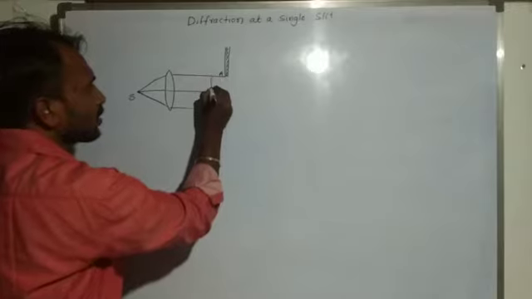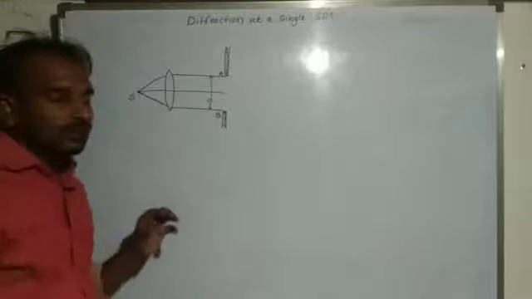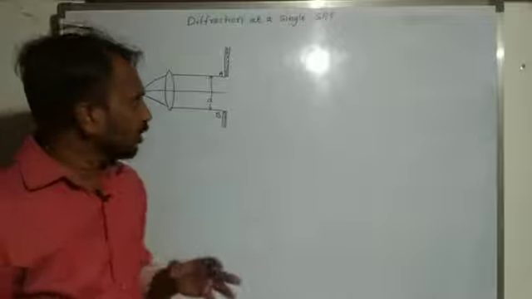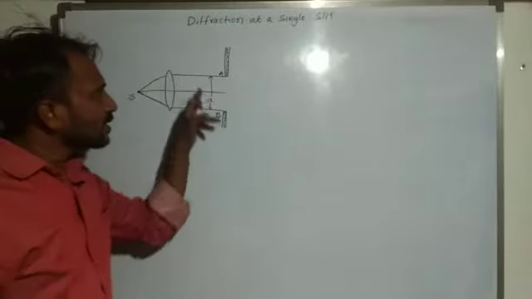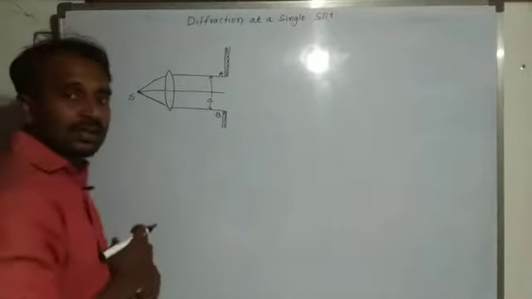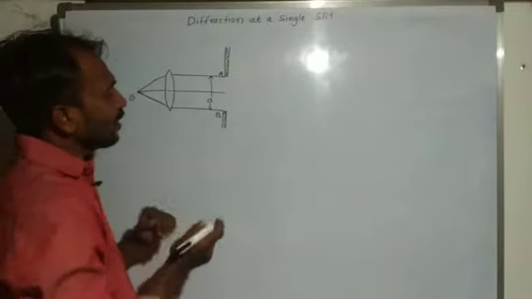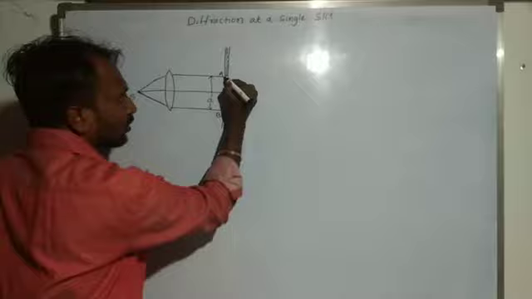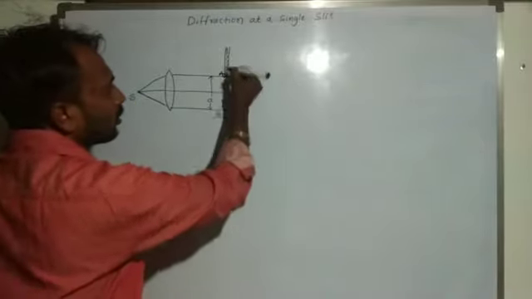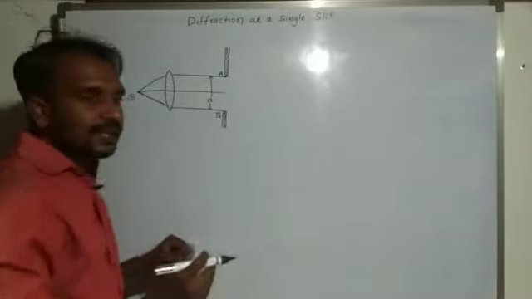This distance we consider as a, or b, or a small d, whatever it may be. So here I consider the distance between A and B, it means the slit width, as a. Next, suppose these light rays are incident at an obstruction, the edges of the slit. These edges we consider as obstacles.